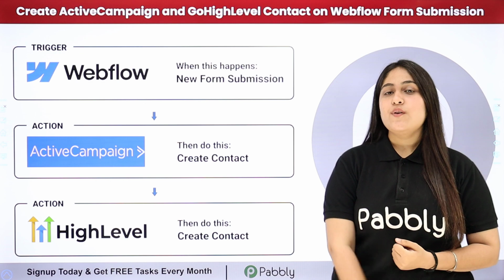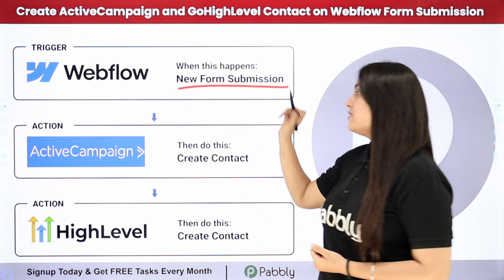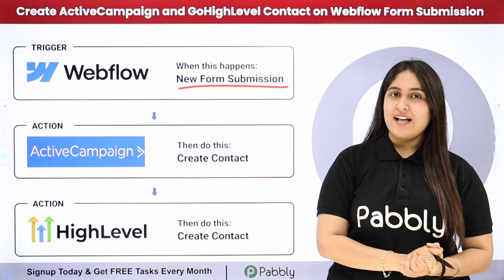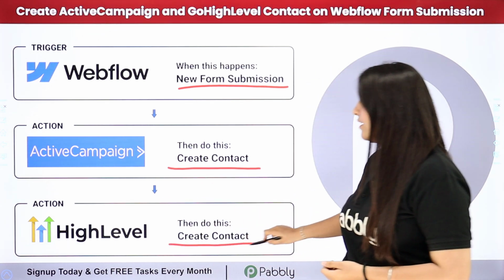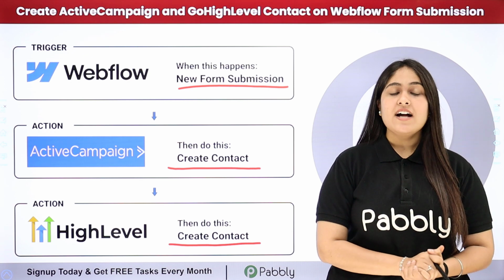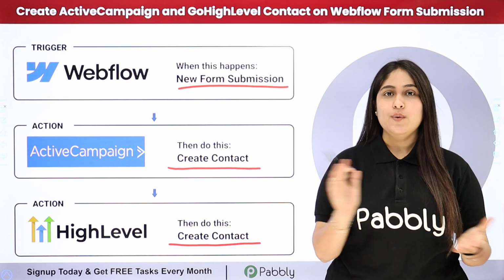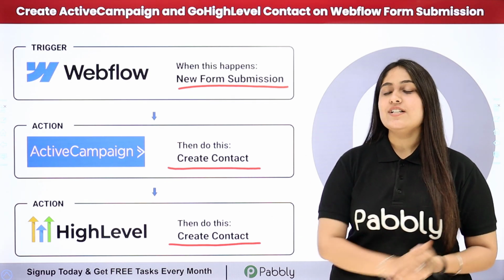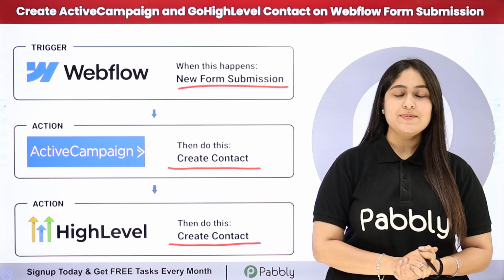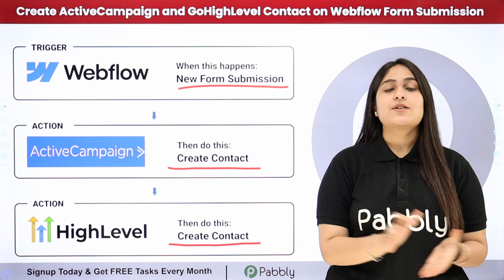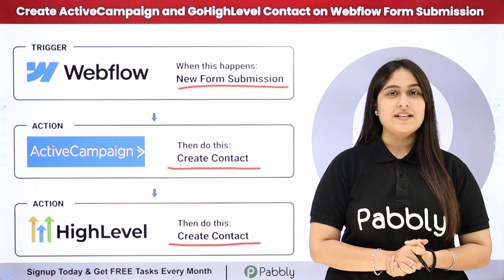So in this case I want whenever a new form submission is received, then automatically using that detail a new contact should be created in my ActiveCampaign and my GoHighLevel account so that I can start engaging with that lead and send follow-ups. So to build this connection, I need to connect these applications using an automation software named Pabbly Connect. So to learn this process step by step, let me take you to my screen.